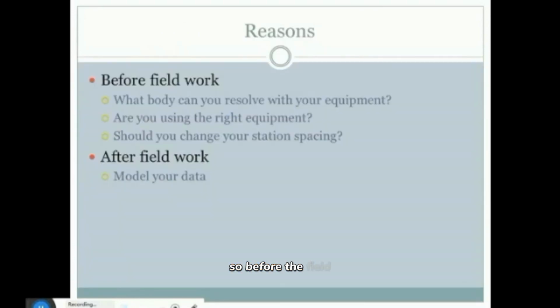So before the field, remember we said this, that before you go into the field, you want to plan how big the anomalies are, how often I must take a measurement. So that's why we do this modeling. That's why the software is so powerful. You want to make sure you're using the right equipment. Remember we said that the CG5 gravimeter has a sensitivity of 0.04. The magnetometers, you're looking at much higher values, like 10 nanotesla. So it's a much larger value. Magnetic values are bigger than gravity values. Should you change your station spaces? It's all about that. After field work, you use the software to model your data.